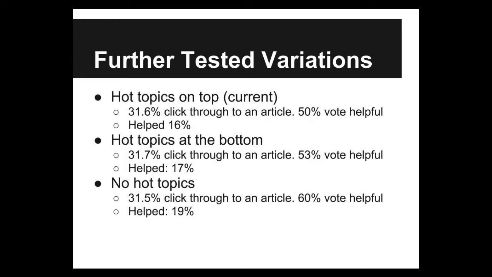So on our current variation, I said hot topics on top, but it should say original page, what we have at the moment, it has a 50% helpful rating, as I said before. If you put the hot topics at the bottom, that rating goes up to 53%. But if you remove the hot topics, the rating goes up to 60%. So 60% of the people mark articles as helpful.